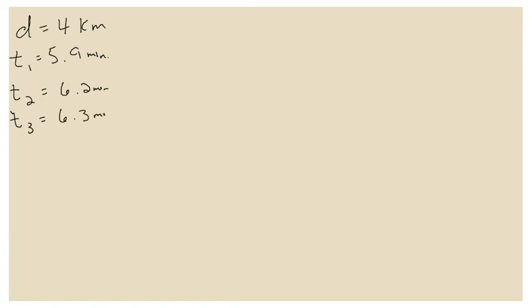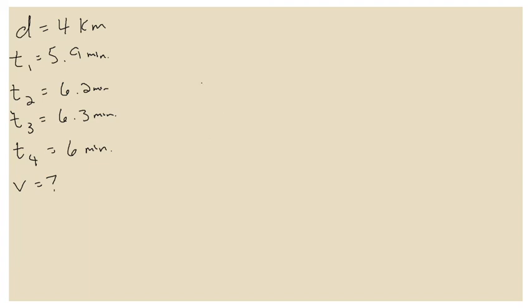So obviously, as we've been saying all along, the first thing you do here is you write down all the information you're given in the problem. So they tell us this is a 4-kilometer race. They tell us the first time, which we'll call time 1, is 5.9 minutes. They say the second time is 6.2 minutes. The third time is 6.3 minutes. And the fourth time is an even 6 minutes. We are looking for the average speed.